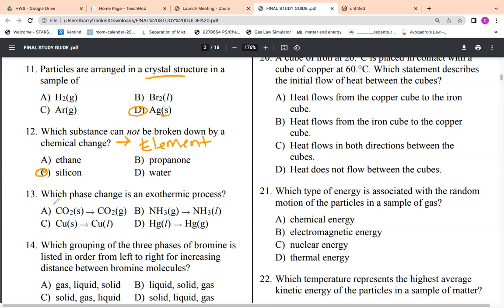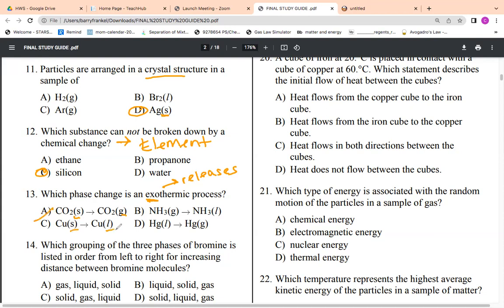All right. Number 13, which phase change is an exothermic process? Exothermic, exo like exit. So this means that energy is being released or heat is being released. So let's look at our options. Here, I'm not even looking at what the stuff is. I'm just looking at the phases. So we're going from solid to gas. In order to go from solid to gas, you got to heat it up. That means that something has to absorb. So not C, not A.